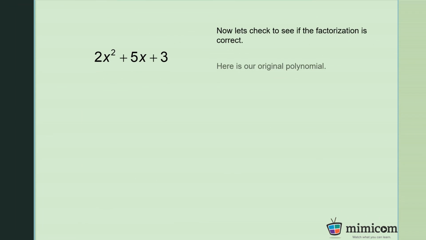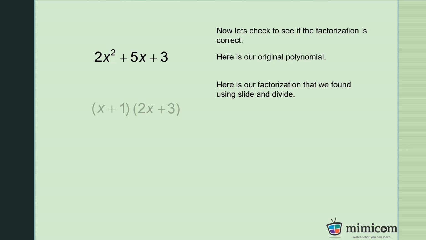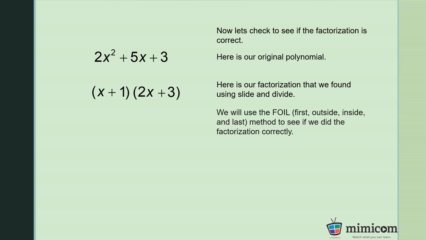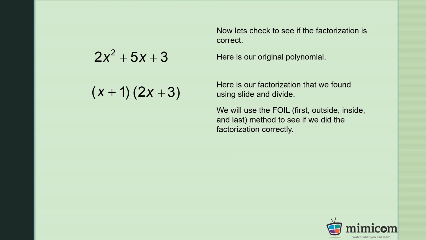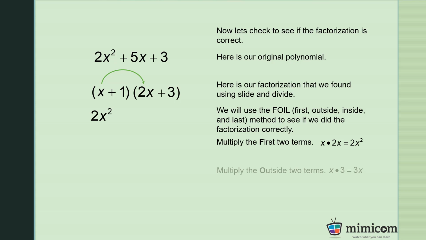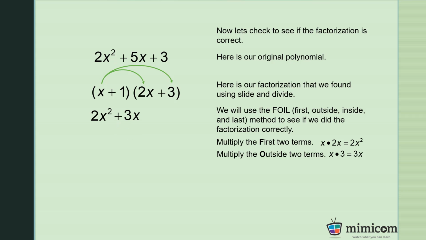Now let's check to see if the factorization is correct. Here is our original polynomial. Here's our factorization that we found using slide and divide. We will use the FOIL method to see if we did the factorization correctly. FOIL again is first, outside, inside, and last. Multiply the first two terms. X times 2x gives us 2x squared. Multiply the outside two terms. X times 3 is 3x, and we write plus 3x.